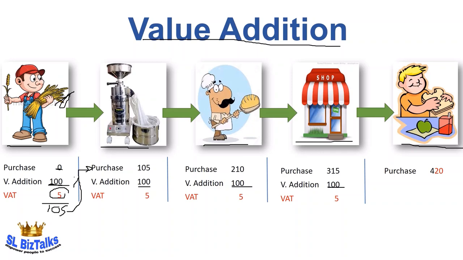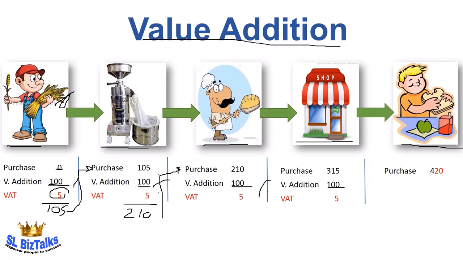Then they also will charge 5% on this value addition. It means 5. Then the final price will be 210. It means inclusive of this 5 and this 5, here 100, here 100, with these two VAT amounts, it will be 210. He is selling this flour to the baker at the price of 210.